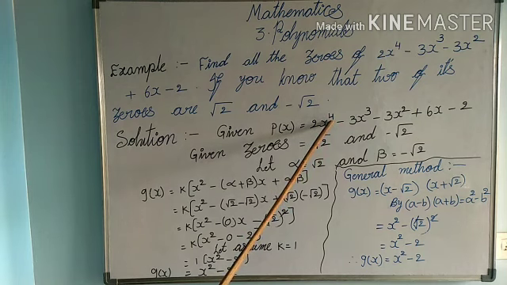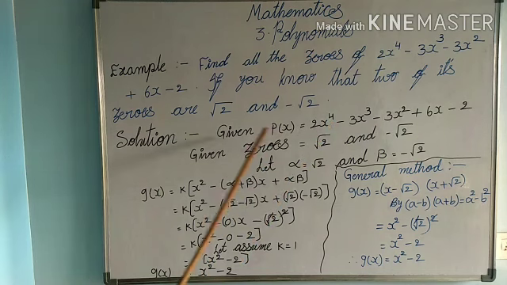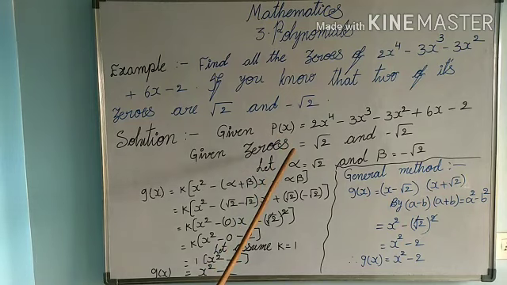If degree is 4, how many zeros are possible? 4. But how many they give? Out of 4 zeros, they gave 2 zeros. We have to find the other 2 zeros. That is the concept of this question.